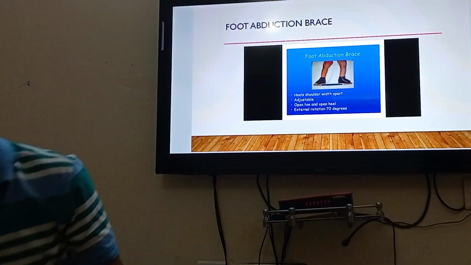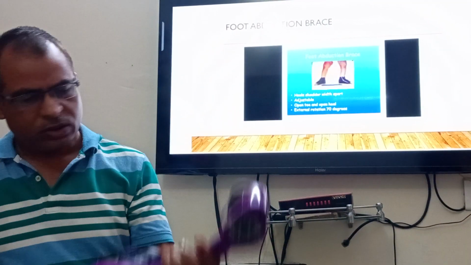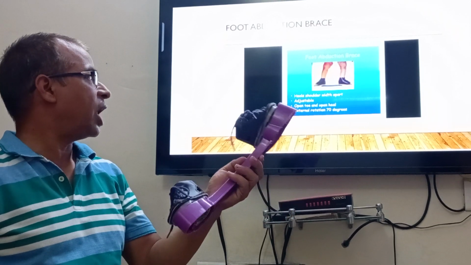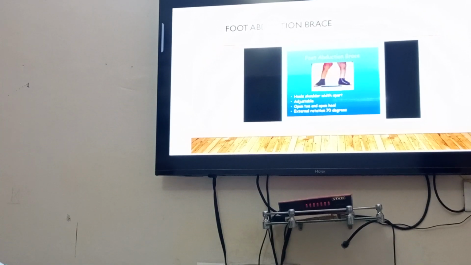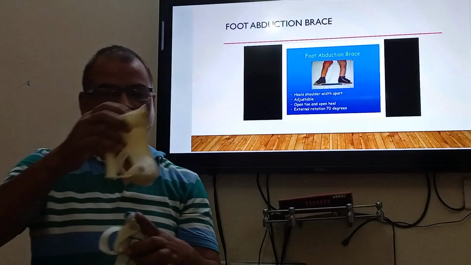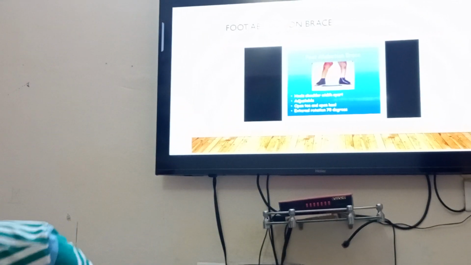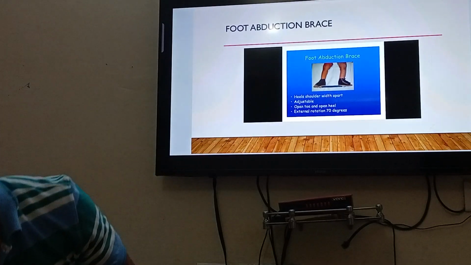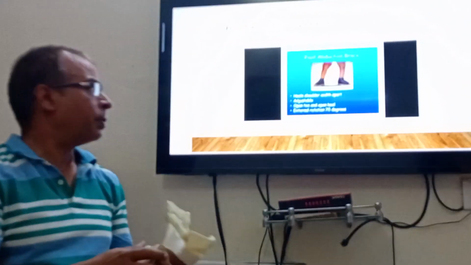You can see this single one, but the foot abduction brace should be preferred over braces like this one, like AFO corrective straps, and this also, and this. So different types of braces are present.